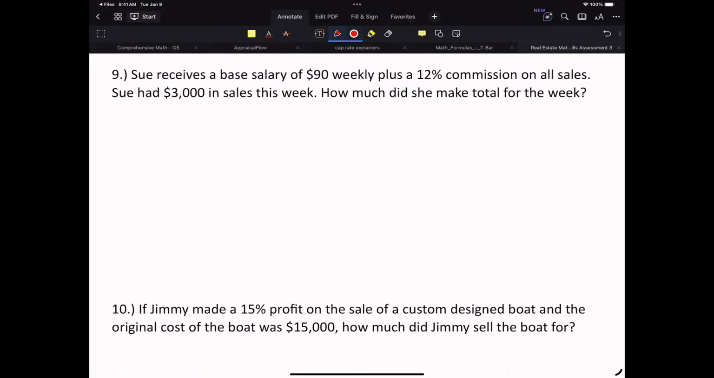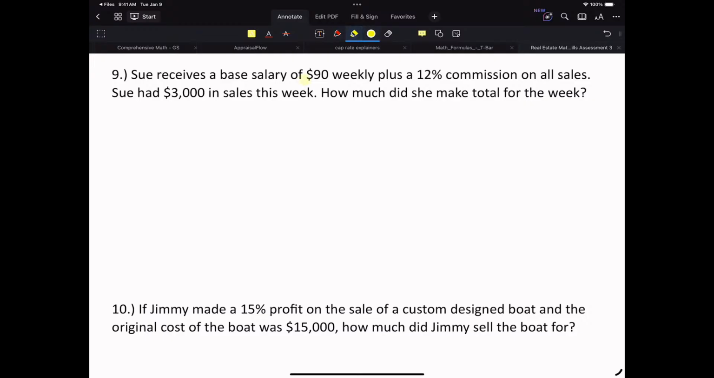All right, let's do number 9. Let's actually read it correctly. Sue receives a base salary of $90 weekly plus a 12% commission on all sales. You hope you don't forget it in the next 5 minutes. That's okay, Trix. That's why this is recorded, so you can come back to it. Okay. Sue receives a base salary of $90 weekly plus a 12% commission on all sales. Sue had $3,000 in sales this week. How much did she make in total for the week?